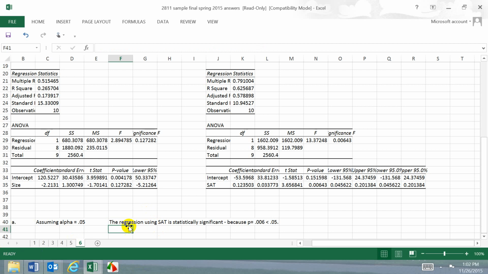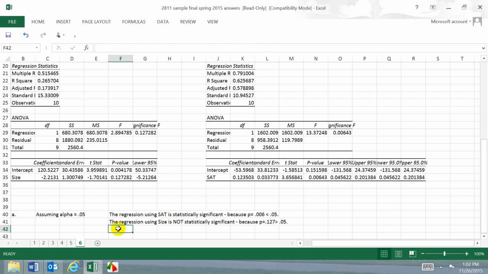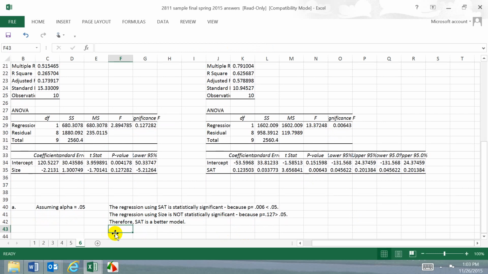The regression using size is not statistically significant because the p-value is 0.127, which is greater than alpha, and therefore it's not statistically significant, and so therefore SAT is a better model. Alright, there's our answer to question A. Question B.